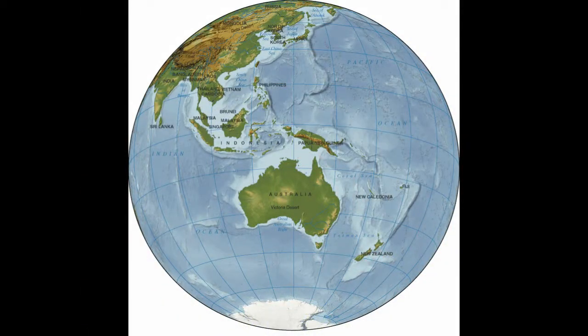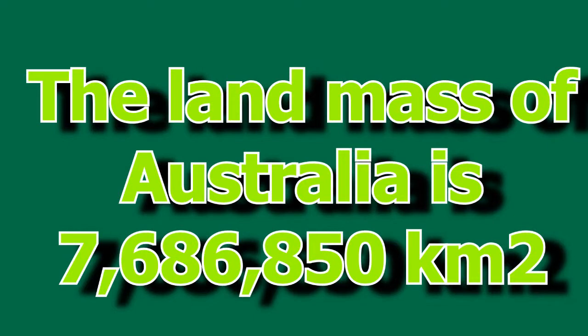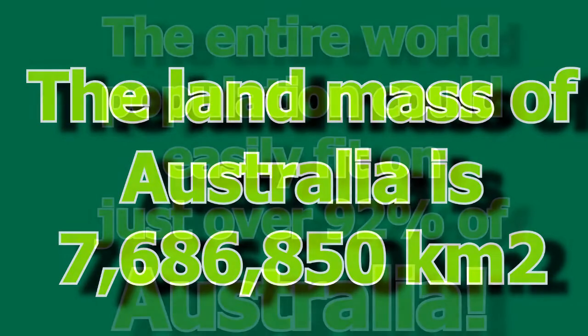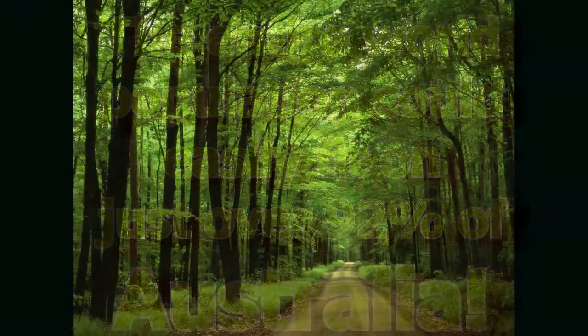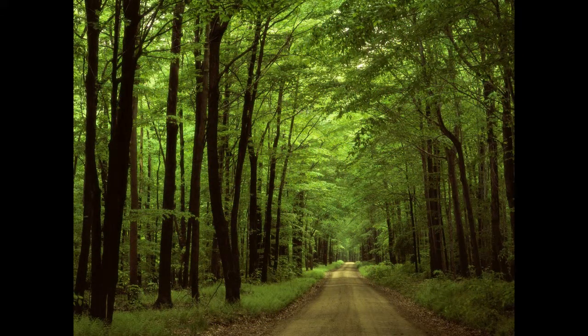The landmass of Australia is 7,686,850. In other words, the entire world population could easily be situated on just over 92% of Australia, leaving the other almost 80% of Australia and the rest of the world totally empty and devoid of people. Now, getting everyone to get along with their neighbor, that's a topic for another documentary.